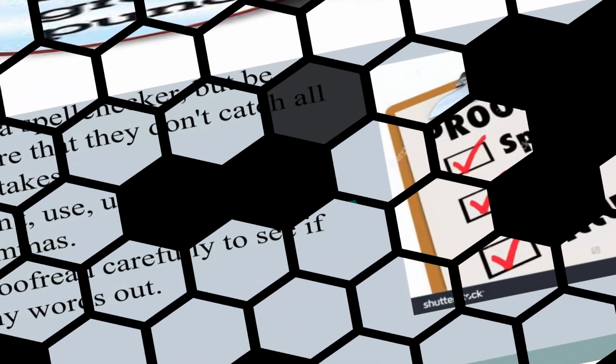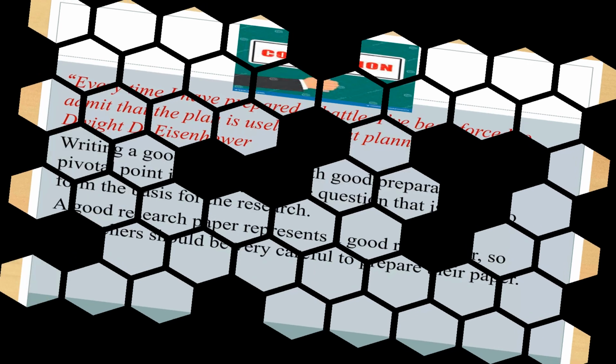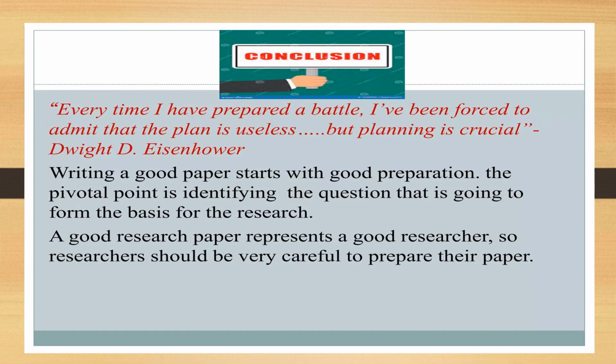Coming to the conclusion, this section of the article presents a summary of what you did and found, and also presents recommendations based on factual research findings. Writing a good paper starts with a good presentation. The pivotal point is identifying the question that forms the basis of the research. A good research paper represents a good researcher. So the researcher should be very careful when preparing the paper for presentation.